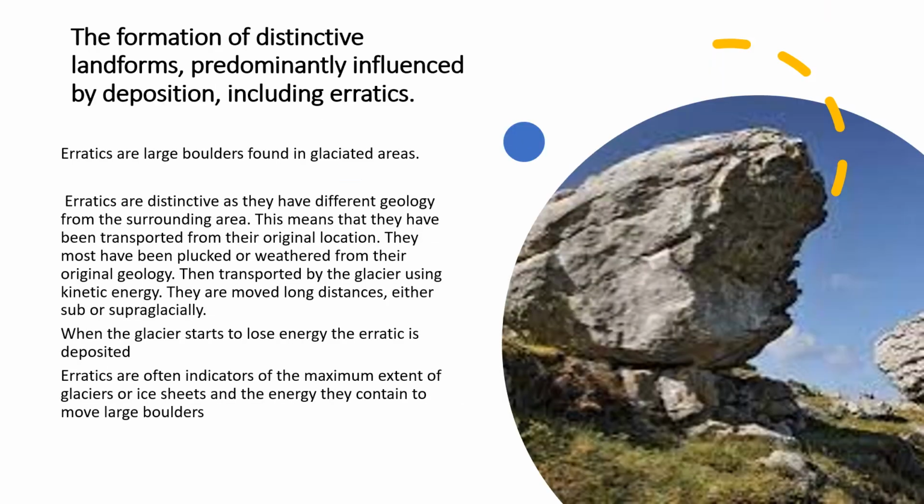You may also find erratics. Erratics are really big boulders. They're called erratics because they don't make sense. You're looking at a boulder that has a very distinctive geology that's different to the geology of the surrounding area. So it's not been plucked or eroded from that area, it's been moved from somewhere else. Its geology, the source of the geology of the erratic, is different to the landscape in which it's found. Therefore, it has to have been moved and carried by a glacier.